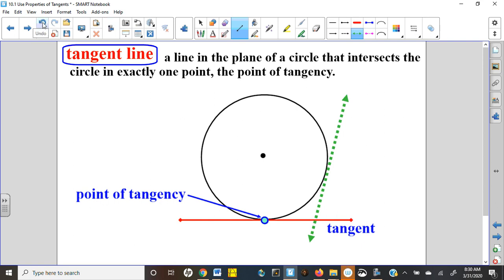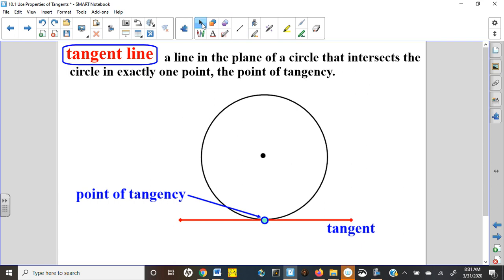Now it does have to be on the same plane. If you imagine a line coming from behind your screen straight at your face, it could hit the circle at a point on the edge, right? But it would not be on the same plane as the circle, and so that would not be considered a tangent line, just a line that was not coplanar with the circle.